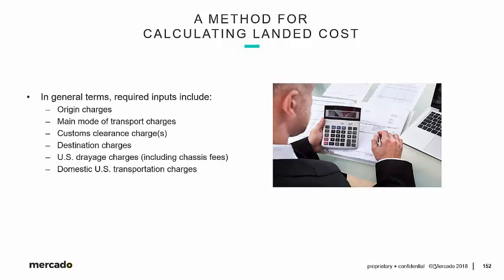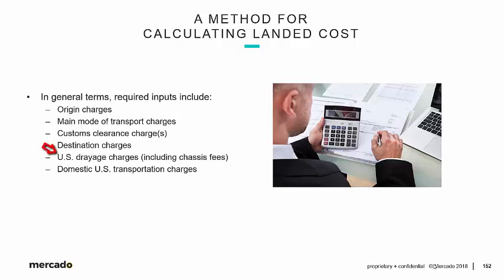Other required inputs, summarizing much of what we talked about in the previous section. What are the origin charges, terminal handling fees, security fees, etc.? What's the charge for ocean freight or air freight? What's the customs clearance charge or charges? Our example showed a flat fee of $85, but there could be additional charges as well. Destination fees at the U.S. ports, again, terminal handling, demurrage, etc.